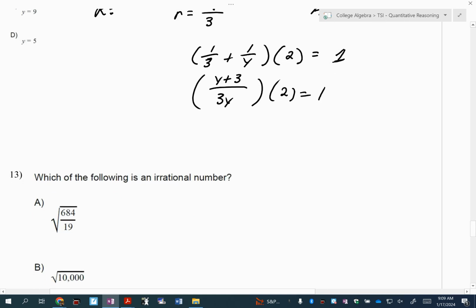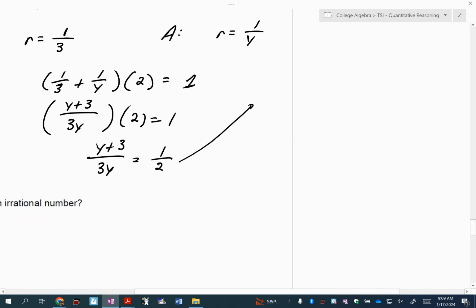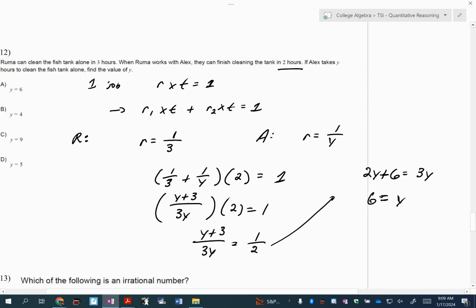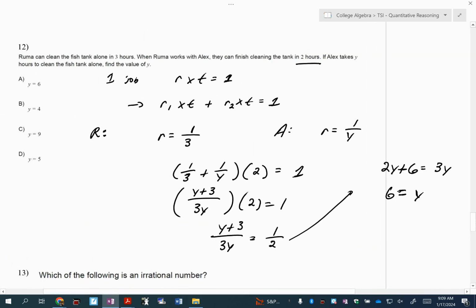All right, if you wanted to, you could move that 2 over to get Y plus 3 over 3Y equals 1/2. Now you have a proportion, so you're ready to do cross products. So 2Y plus 6 equals 3Y. Getting your Y to one side, you get 3Y minus 2Y, which is Y. So Y, the amount of hours it would take Alex to clean the fish tank alone, is going to be 6.